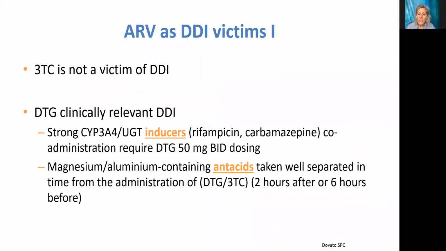Importantly, lamivudine is not a victim of drug-drug interactions, and dolutegravir is a victim of very few drug-drug interactions. We need to remember to double the dolutegravir dose to 50 milligrams twice a day in the presence of strong inducers of dolutegravir metabolism like rifampicin and carbamazepine. And also we need to remember the importance of separating the administration of magnesium aluminum containing antacids from integrase inhibitors. So in the case of dolutegravir, we need to make sure that dolutegravir containing combinations are given 2 hours before or 6 hours after magnesium aluminum containing antacids to avoid drug-drug interactions at the level of absorption.